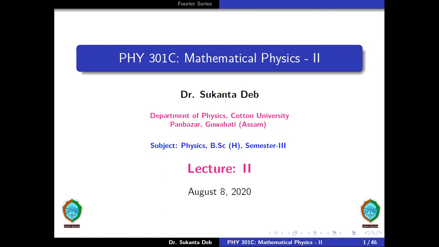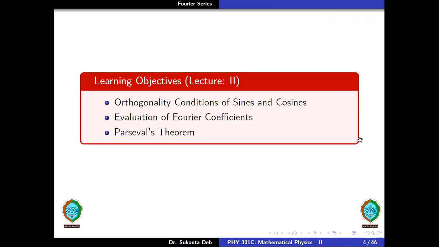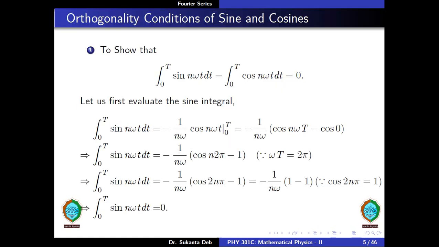We will continue with Fourier series. This is lecture number 2. In this lecture, we will learn how to derive the orthogonality conditions of sines and cosines, how to derive the Fourier coefficients and solve some problems based on Fourier series. And lastly, we will discuss Parseval's theorem.